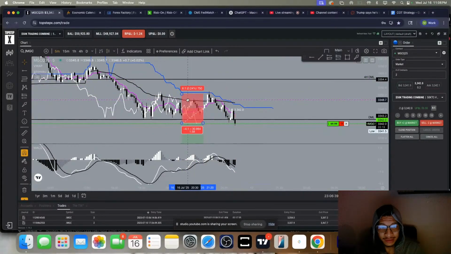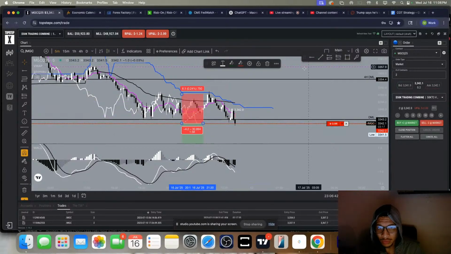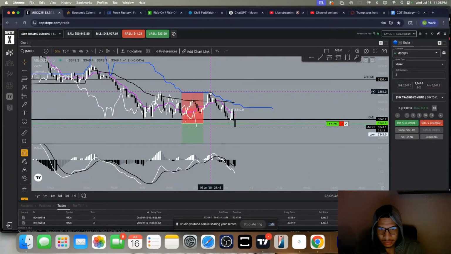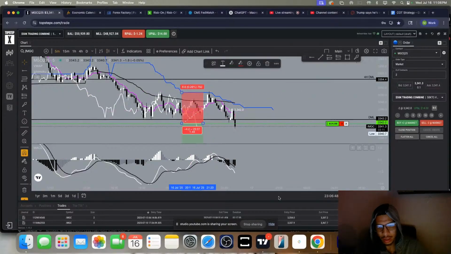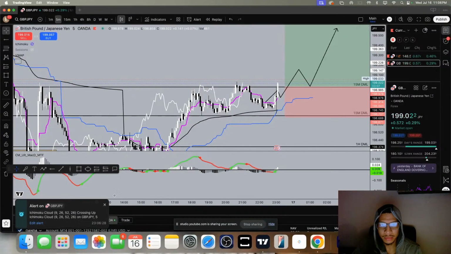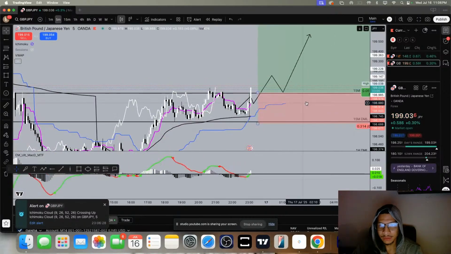If I was over here and I took this entry on this break of this white candle and put my stop loss right here, I would have got stopped out, right? I'd have got stopped out. But I'm getting my GJ going off. Oh yeah, let's do that. Let me get that. Be patient.